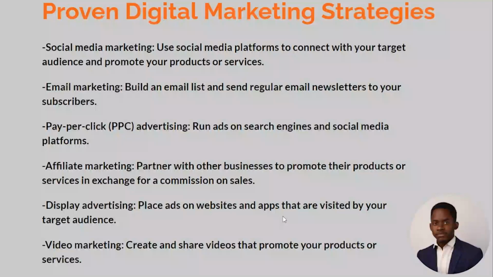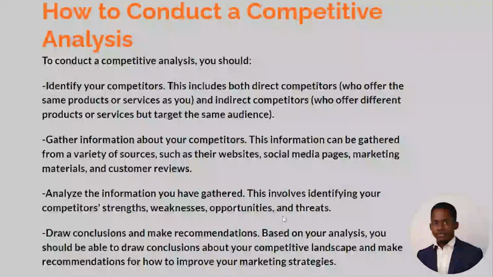Now, the sixth one is affiliate marketing. We talked about this in the previous class, and it's basically when you partner with other businesses to promote their products or services in exchange for commissions on the sales made. Sometimes it could be on the clicks that they make. So there are different types of affiliate marketing. Sometimes it could be cost per click, it could be on sales, and it could also be, what's the last one?